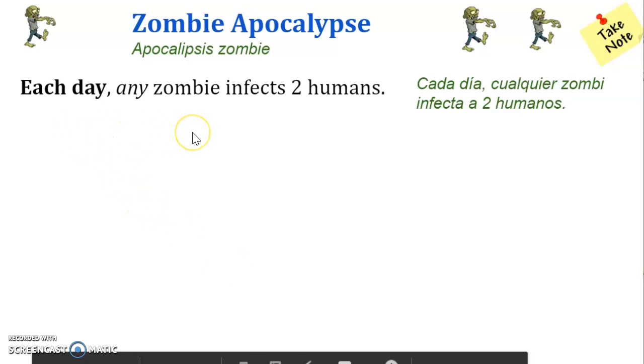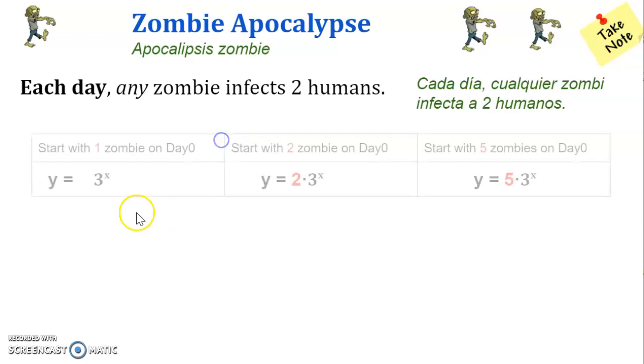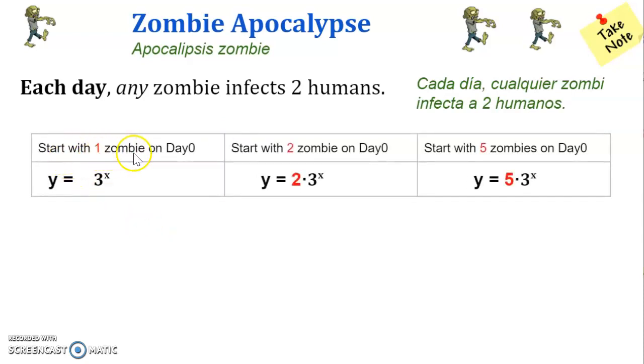With each of the scenarios, the rule was the same: each day, any zombie that exists will infect 2 humans. But when we started with 1 zombie on day 0, we came up with the rule that y is equal to 3 to the power of x, where y represents the number of total zombies and x represents the day.